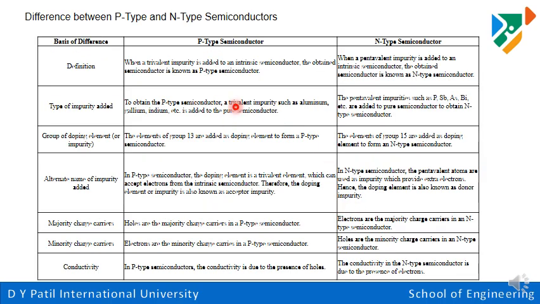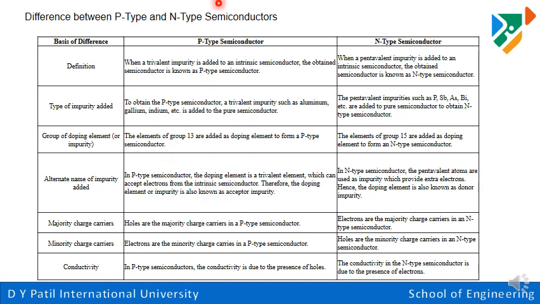Now when we compare P-type and N-type semiconductor: when a trivalent impurity is added to an intrinsic semiconductor, it forms P-type. Here we use a pentavalent impurity. To obtain the P-type semiconductor, trivalent impurities such as boron, aluminum, gallium, and indium can be used, while here we can use phosphorus, arsenic, antimony, and bismuth. The elements of group 13 are added as doping elements to form P-type. The elements of group 15 are added as doping elements to form N-type.